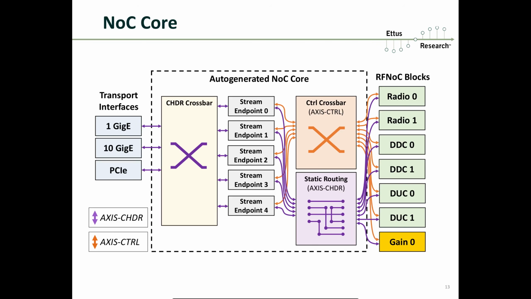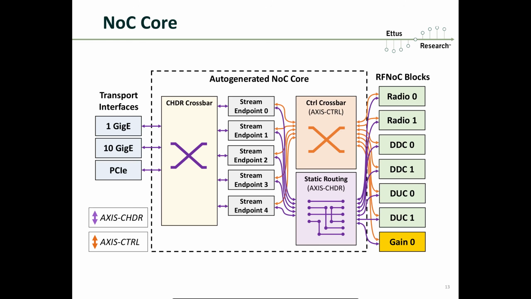On the far right, we have our RFNoC block. So we have a radio block, 0 and 1. We have a DDC, which stands for digital down converter. There's 2 of them, as well as a digital up converter block, 2 of those as well. And then finally, included in here is our gain block.